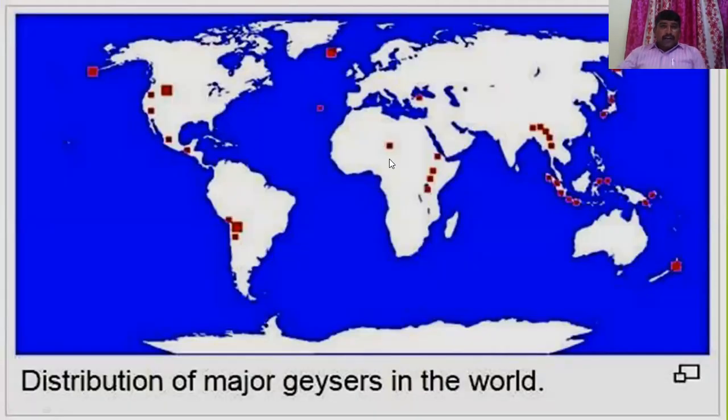Another figure on the screen shows the distribution of major geysers in the world. It is found from the figure that almost all the world's geysers are confined to three major areas. One is Iceland, two is New Zealand, and three is Yellowstone National Park of the United States of America.